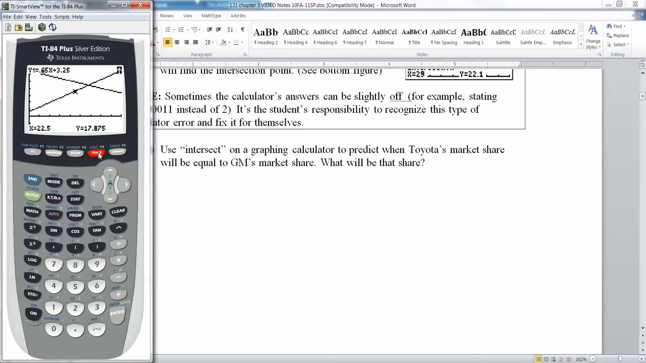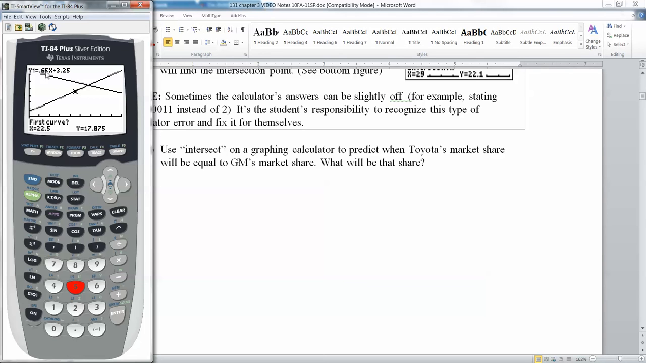Oops, second calc, number 5. All right, now this is a little bit tricky. It's going to say first curve question mark, x is equal to this, y is equal to this, but that's not important. What's important is up here at the top. It's going to say y1.